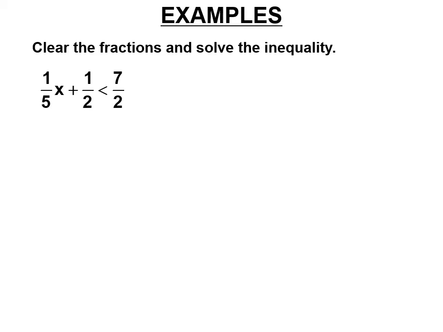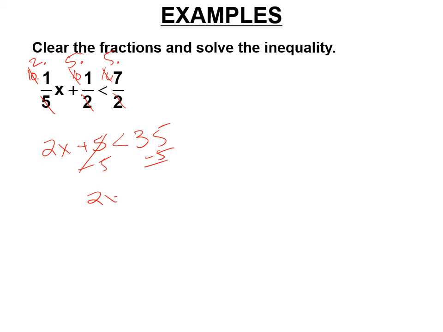So let's try this one. So what would clear 5 and 2? Hopefully you realize it's 10. 5 cancels the 10, becomes a 2. 2 cancels the 5, becomes a 5. 2 cancels the 10, becomes a 5. 2 times 1x, 2x. 5 times 1, 5. 5 times 7, I really should write that we're multiplying here. 5 times 7 is 35. So that's the one we're going to solve. We're going to subtract 5 from both sides. 2x is less than 30. Divide by 2. X is less than 15.